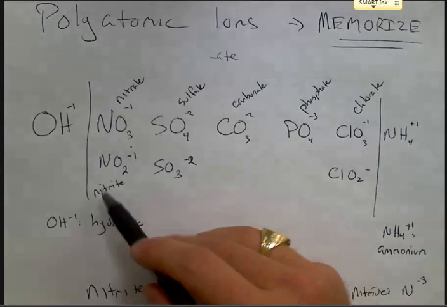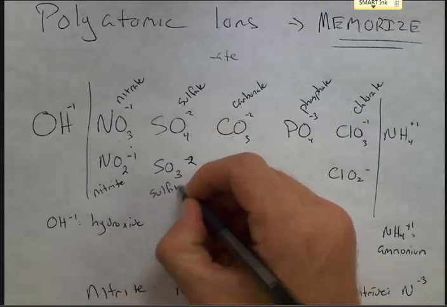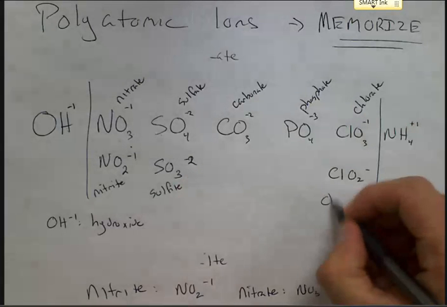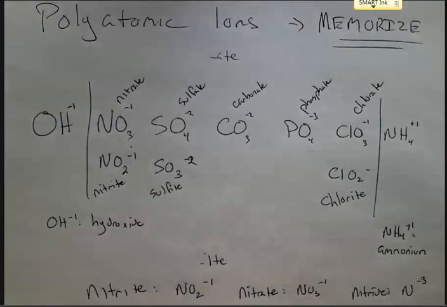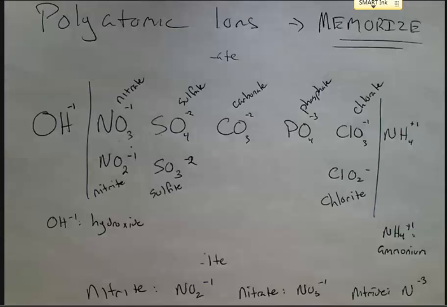So back to the patterns. Sulfate loses an oxygen and becomes sulfite. And chlorate, I'm sure you've guessed by now, loses an oxygen and becomes chlorite. There's all your polyatomic ions. You will need to know those both by the formula and by the name. So if I give you a formula, you'll need to spit out the name. If I give you a name, you'll have to spit out the entire formula.